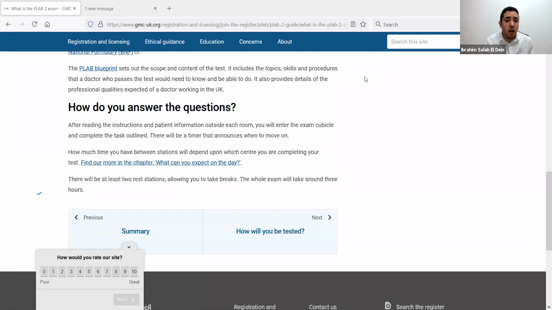Try to prepare yourself. Maybe you will have a procedure station, examination, or Simman station. So you need to know which station it is before entering the cubicle.